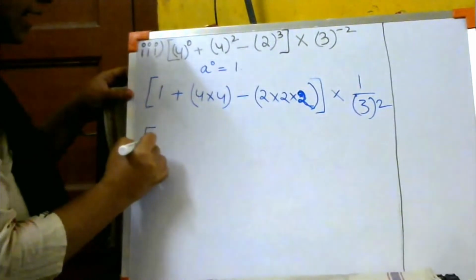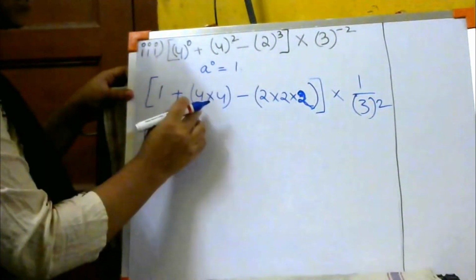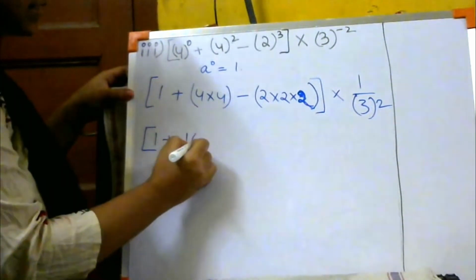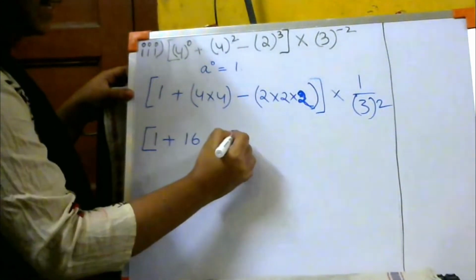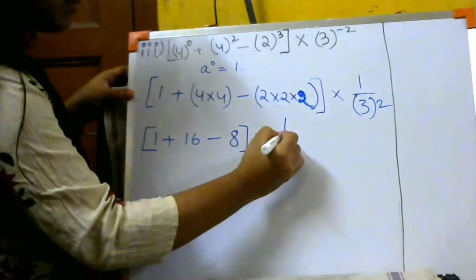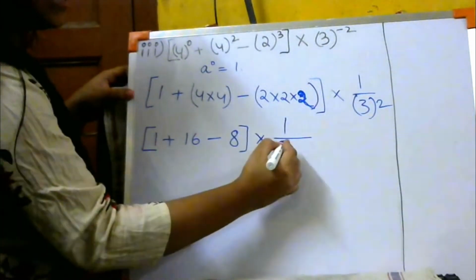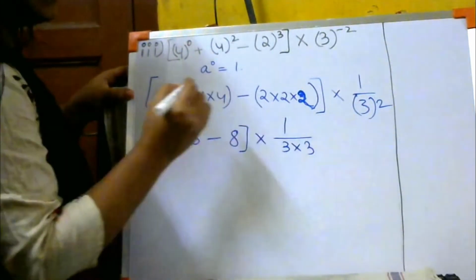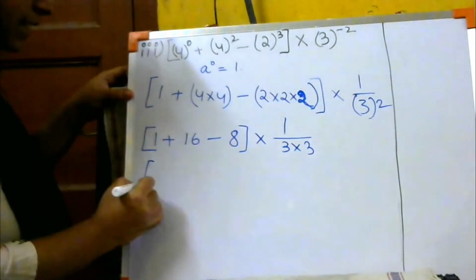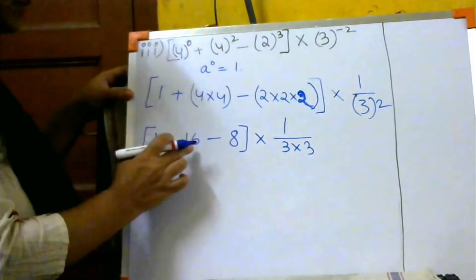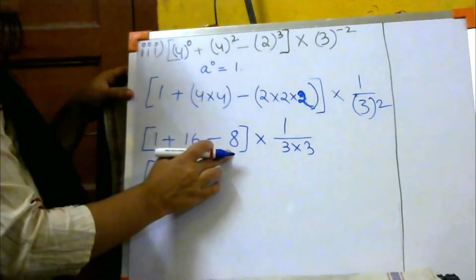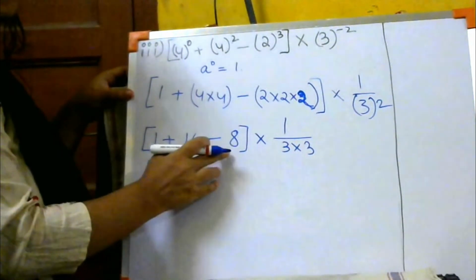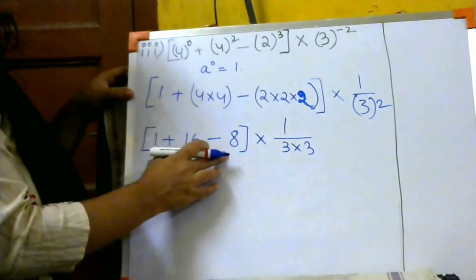Now next line, 1 plus, let us solve the bracket. 4 4s are 16. Minus 2 into 2 is 4, 4 2s are 8. Into, outside, 3 square. Again, 3 square means 3 into 3. Clear? Now next line, let us solve this bracket. 1 plus 16 is 17. So 17 minus 8. How much is coming? 17 minus 8. It is 9.